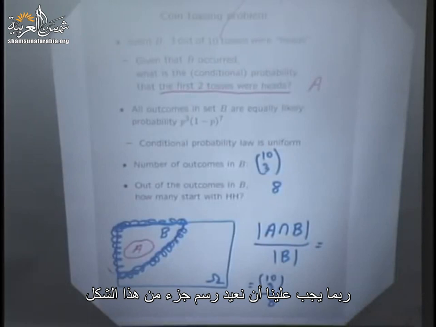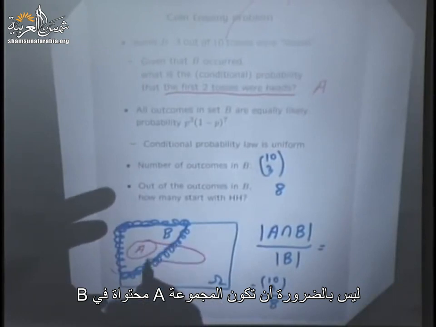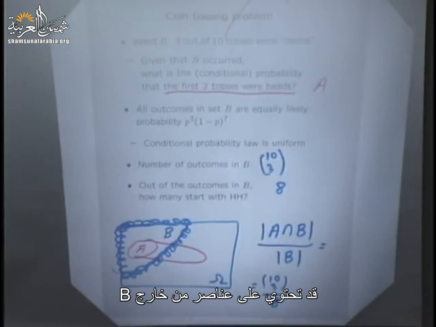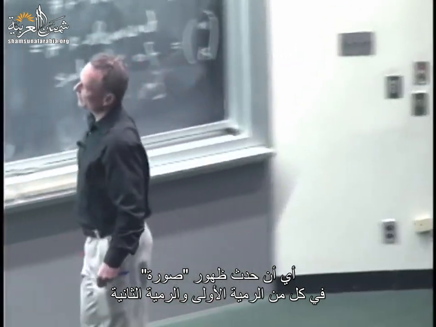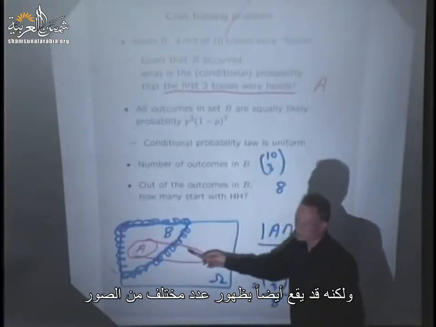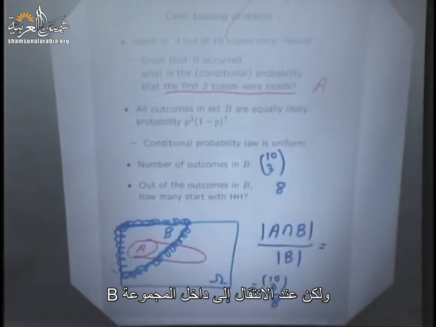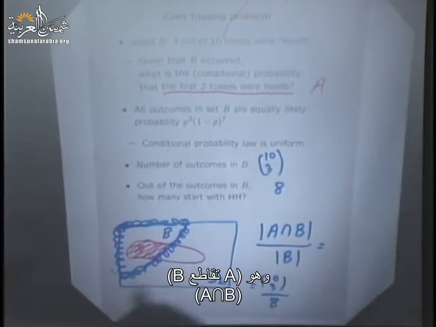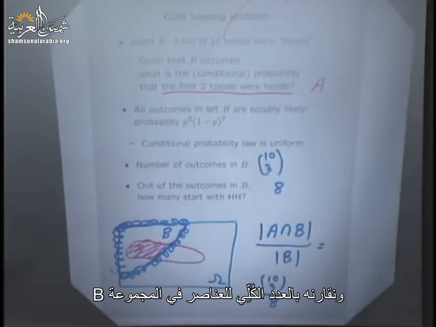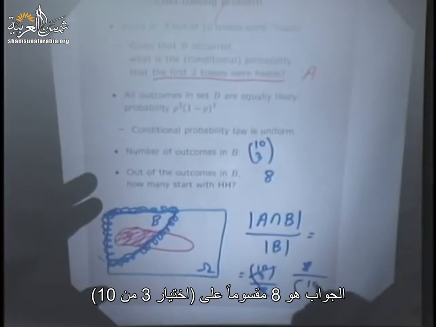And I should probably redraw a little bit of the picture that I have here. The set A is not necessarily contained in B. It could also have stuff outside B. So the event that the first 2 tosses are heads can happen with a total of 3 heads, but it can also happen with a different total number of heads. But once we are transported inside the set B, what we need to count is just this part of A. It's A intersection B, and compare it with the total number of elements in the set B. Did I write it the opposite way? Yes. So this is 8 over 10 choose 3.